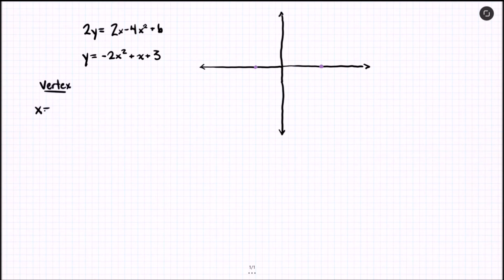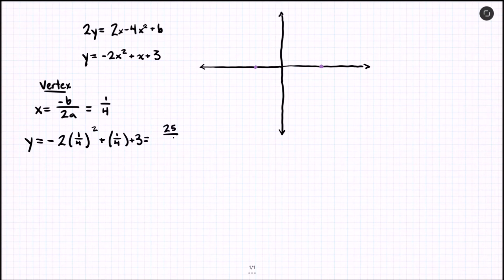Remember, we do that by first finding negative b divided by 2a. In this case, that makes the x value of the vertex 1/4. Then we enter 1/4 in for every x in the equation. Doing that, we find that y equals 25/8. Plot this point. Then draw a curve that connects all three of these points.